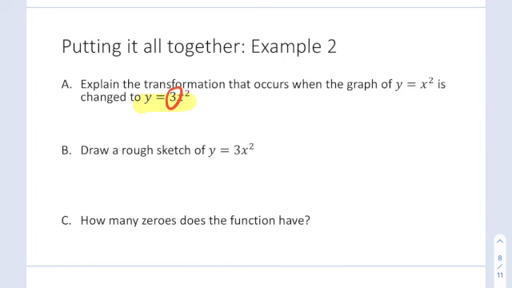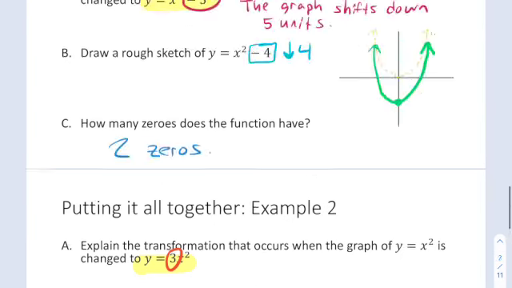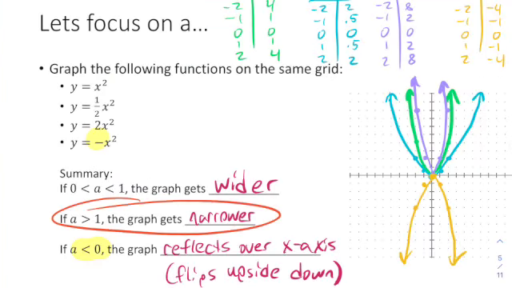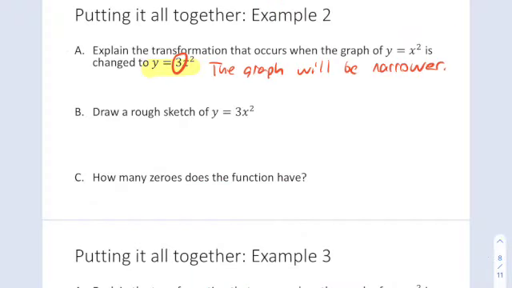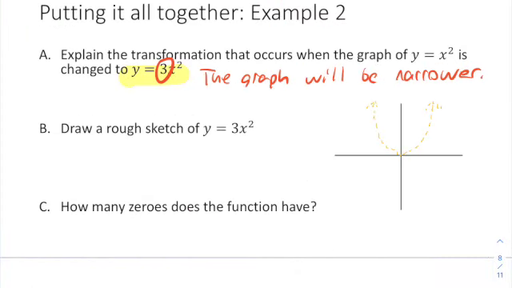Well, this 3 is greater than 1, which we learned earlier means it's going to make the graph narrower. So that's what I'll communicate. Now again, for my rough sketch, I'll start off with that parent graph. This is the rough sketch of y equals x squared. And since we're getting narrower, I'll just draw my graph with the same vertex, narrower than that original graph. And that's it. There's our rough sketch.